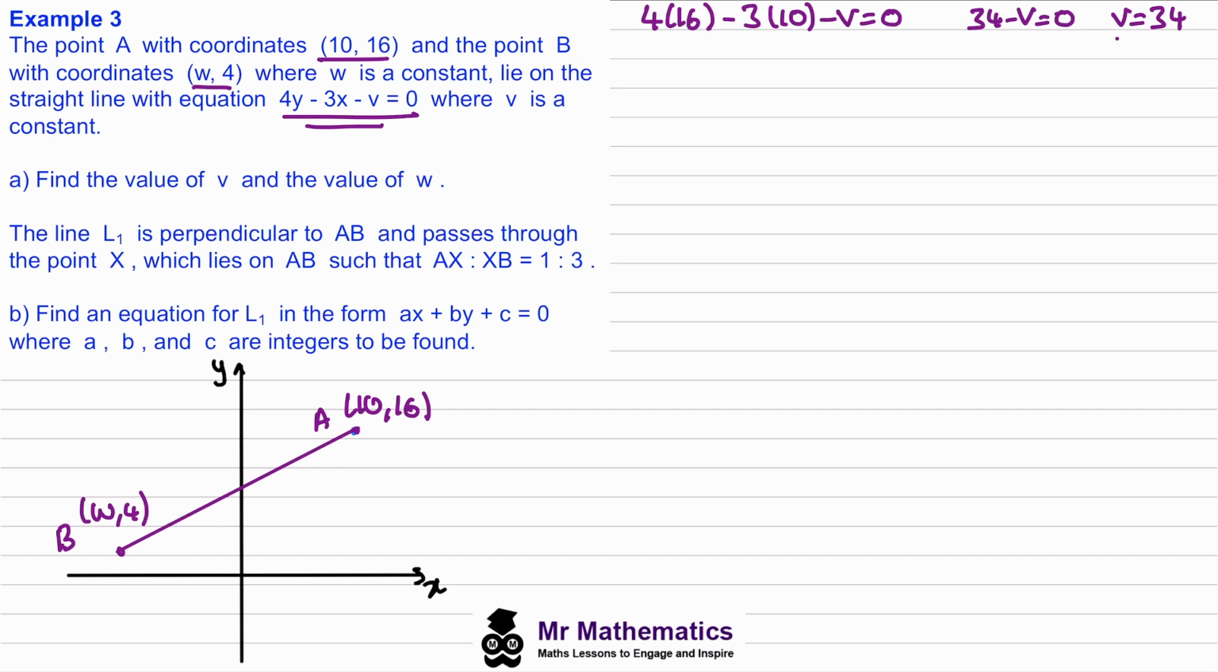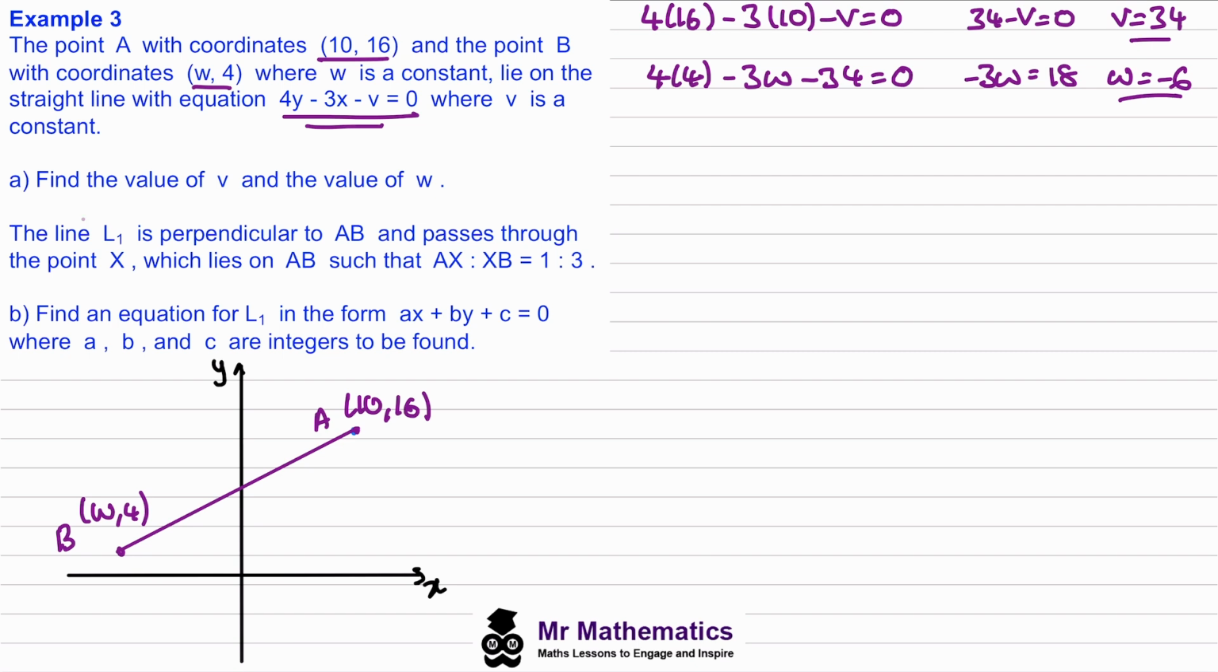And now we know v, we can use the equation and the y coordinate from B to work out w. So if we substitute in w and 4 into the equation, we've got 4 lots of 4 minus 3 lots of w minus the 34 is 0. The 16 take away the 34, we can move to the right hand side. So negative 3w will equal 18. So w will equal negative 6. Okay, so we've got the values of v and w.